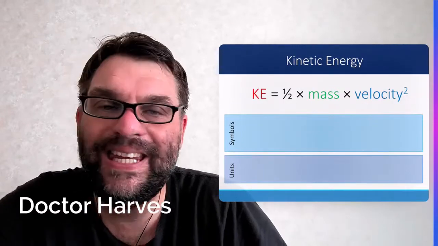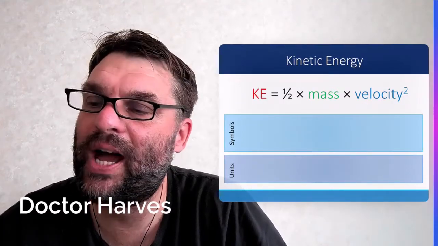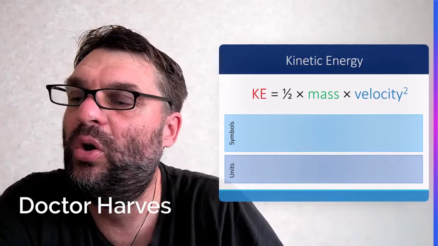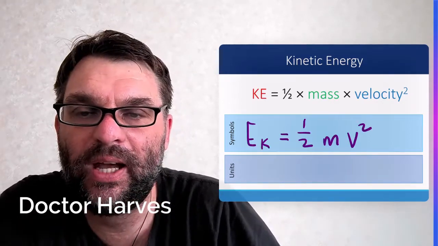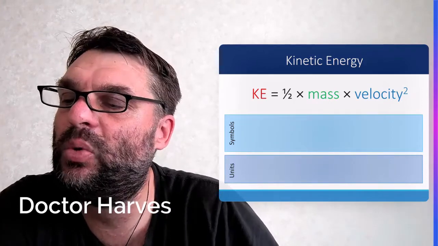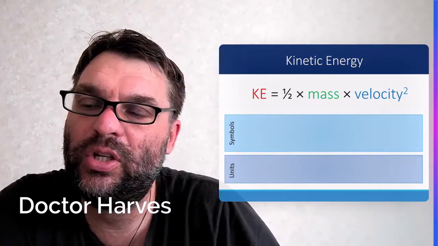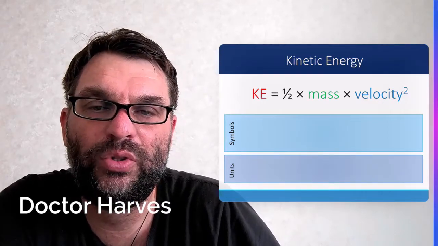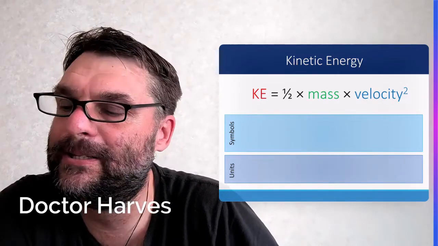In terms of kinetic energy, it equals half times the mass times the velocity squared, or EK, that subscript being kinetic energy, equals half mv squared, where the kinetic energy is in joules, the mass is in kilograms, and the velocity, of course, is in meters per second.